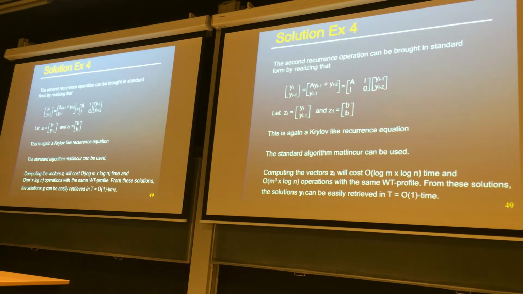Now I have basically the same system of equalities as the previous one, but now not with n, but with 2n, the length of a vector of length 2. And this is again a Krylov-like system, and it will cost you O(log n times log m) time and O(n³ log n) operations to complete. It does not matter whether or not I blow up my vectors by a constant factor. It does not give you a different time complexity profile.